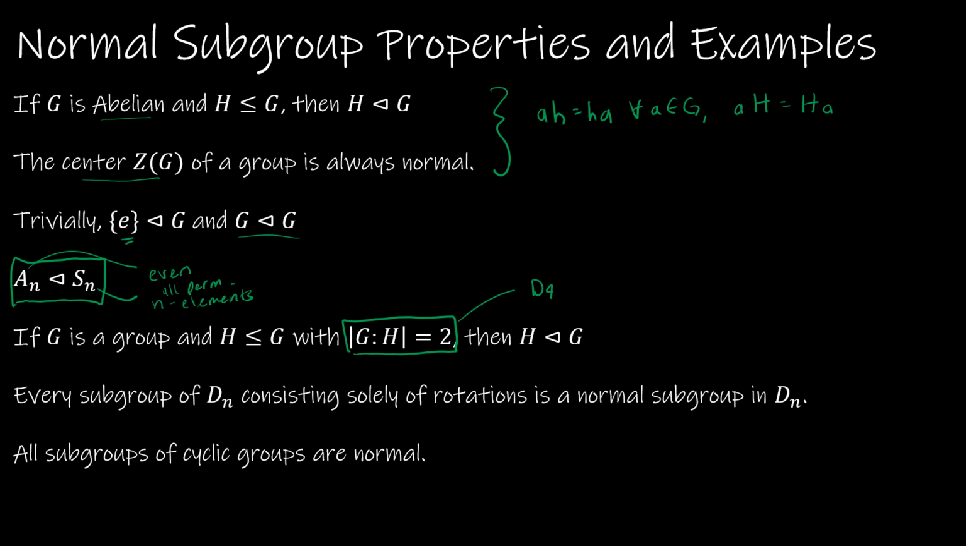And that one should be pretty easy to prove, because obviously if I have 2 subsets, one of the subsets is going to be H, and the other is going to be some element times H, and whether that occurs on the right or the left, it shouldn't matter. Those should end up being the same. Every subgroup of D sub n consisting solely of rotations is a normal subgroup. Again, that one should be pretty easy to work through on your own. And all subgroups of cyclic groups are normal, and that is because they are abelian.